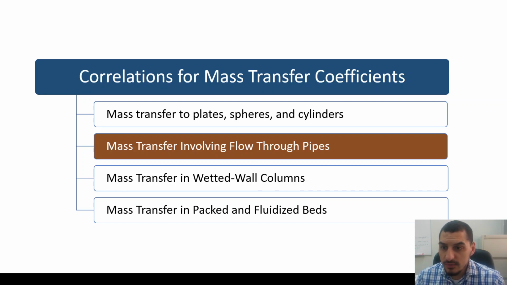Hello everybody. In this video we are going to continue the topic of the correlations of mass transfer coefficient, and we are going to see the correlations for flow through pipes. In the previous case we were discussing flow outside a cylinder, which is an outside flow, but here we are going to discuss the inner flow. You can call it like this.